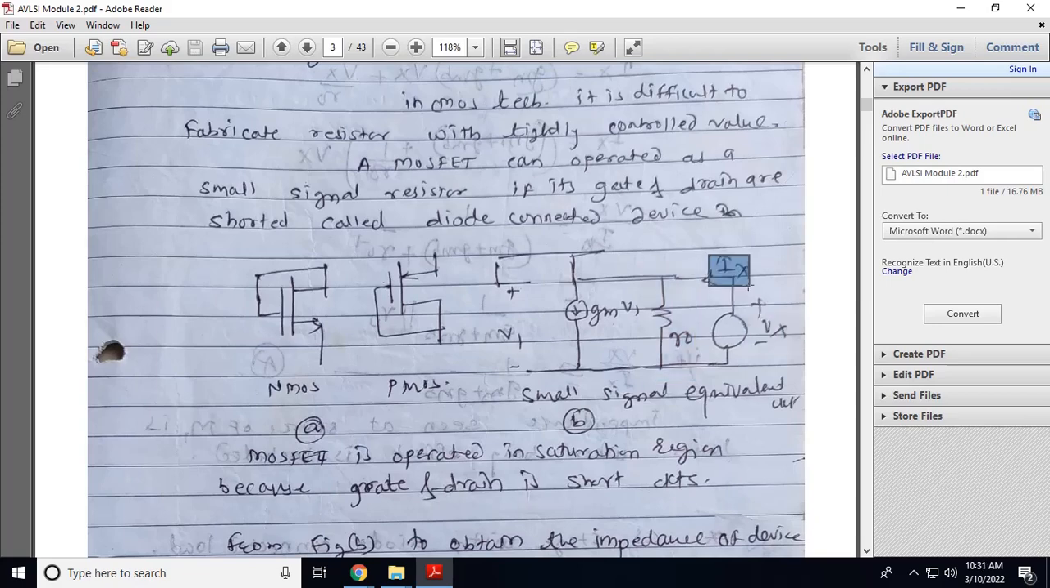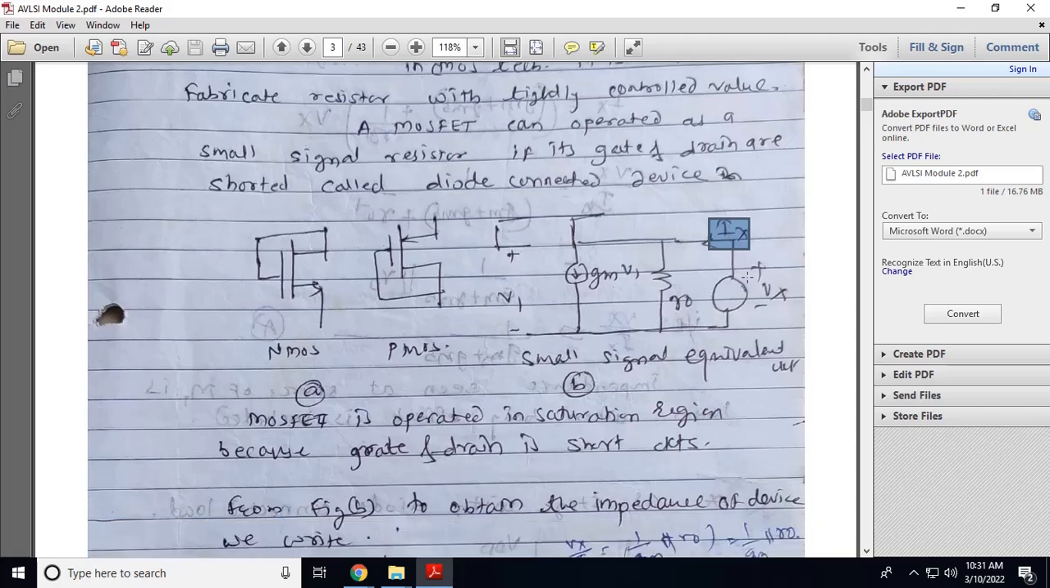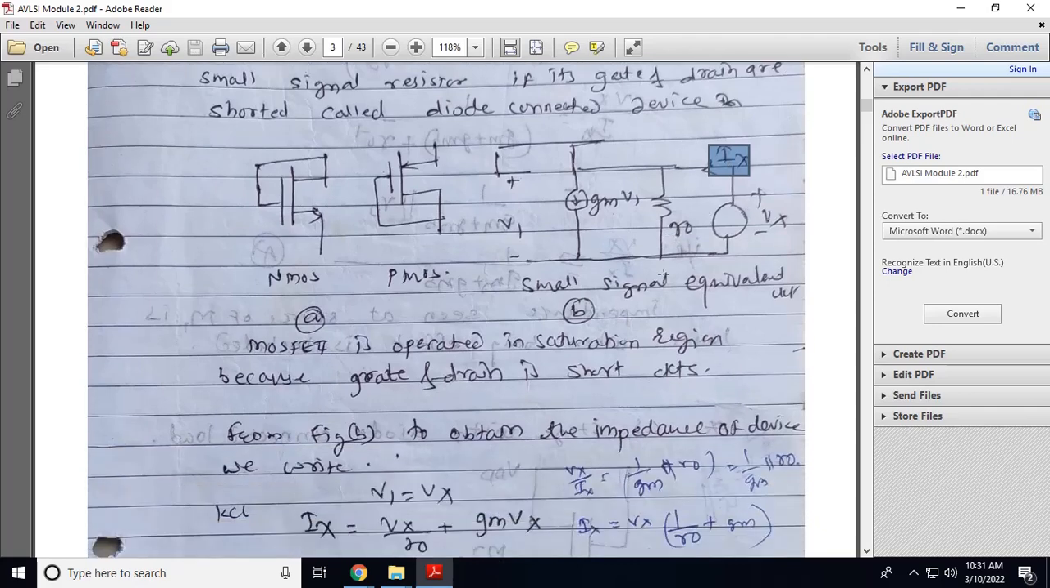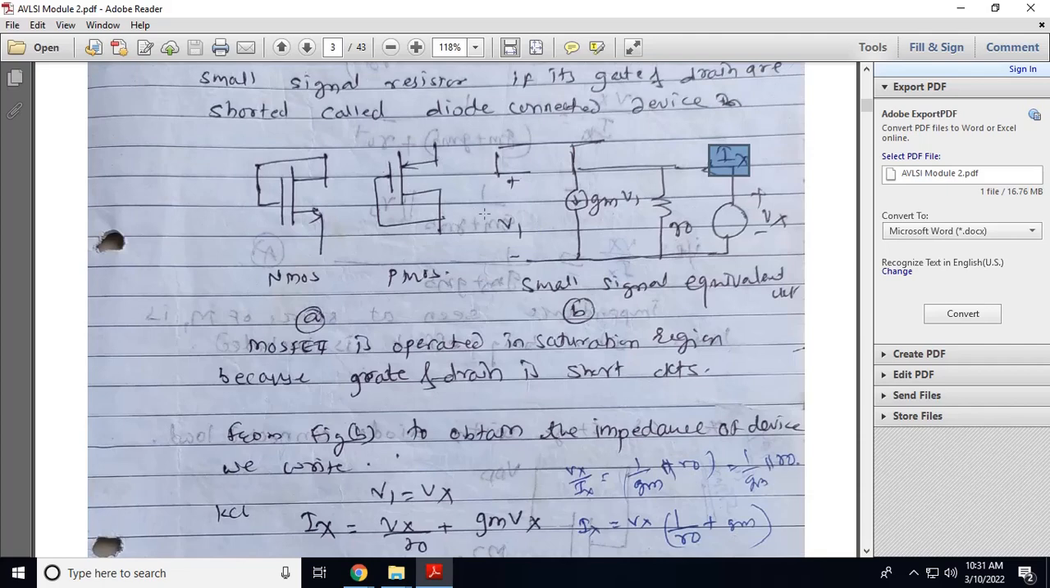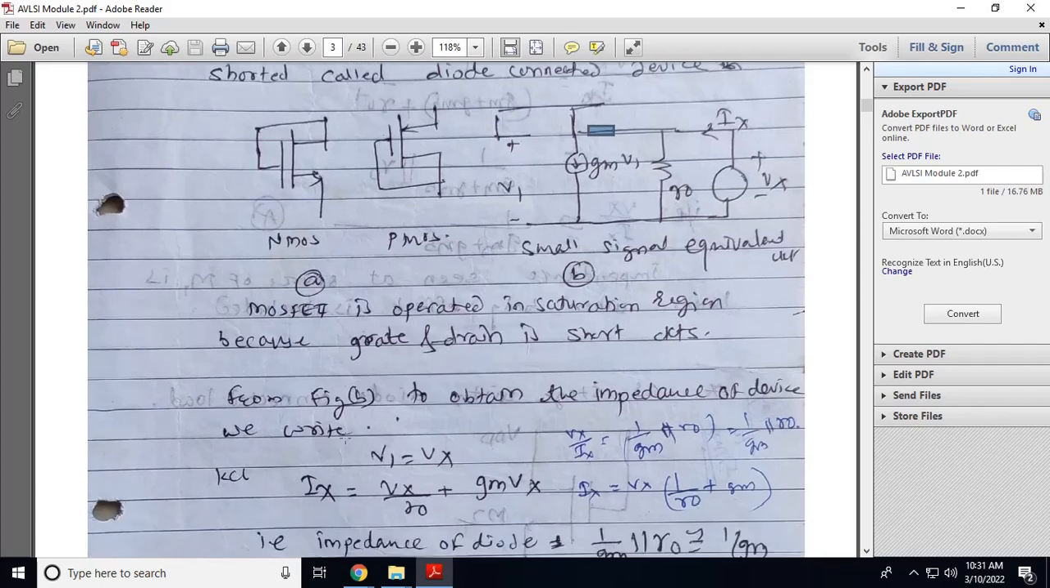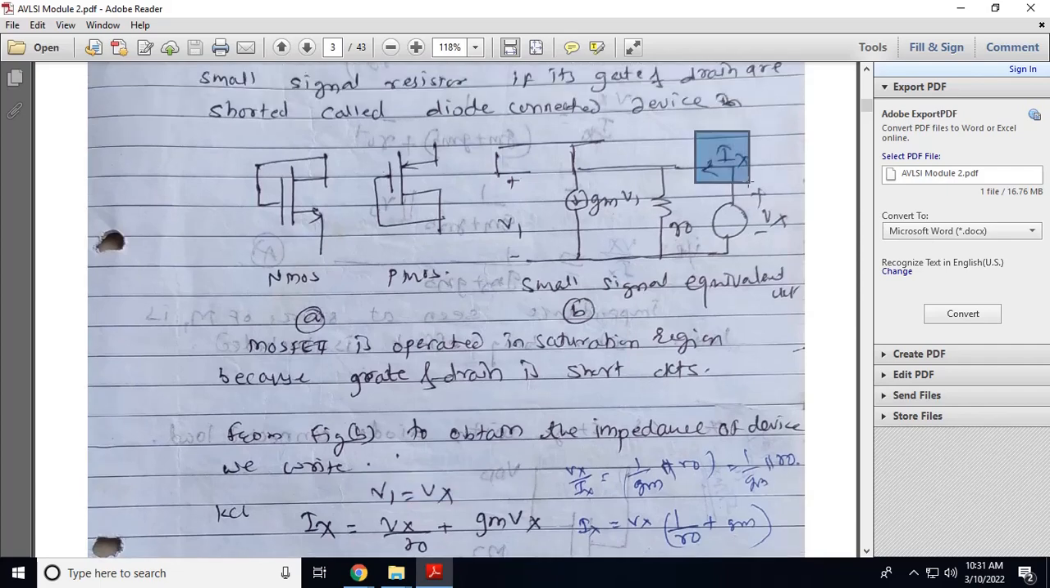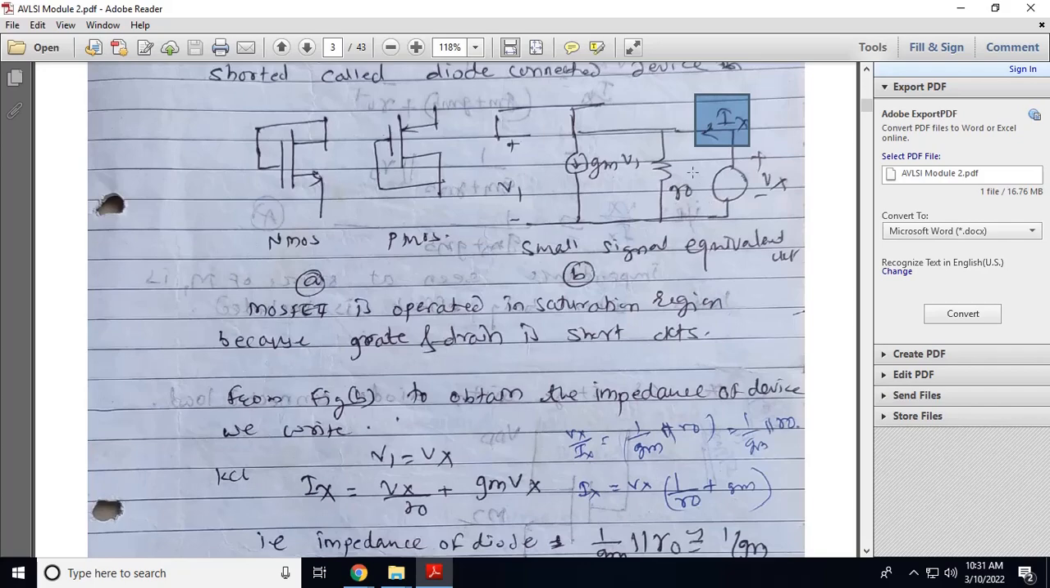So we have to find Vx by Ix, the ratio of voltage Vx divided by current Ix. Now see, if you observe this diagram, this voltage V1 is equal to Vx. So V1 is equal to Vx. Then we apply the KCL here, that is Kirchhoff's current law. Ix is equal to the current through this, that is Vx by R0, and this is a current source, that is Gm into V1, but V1 is equal to Vx.